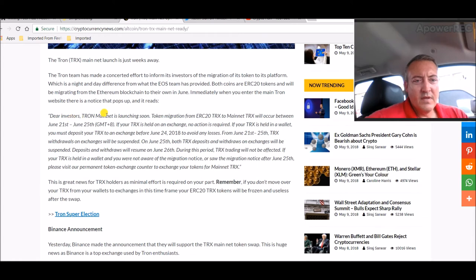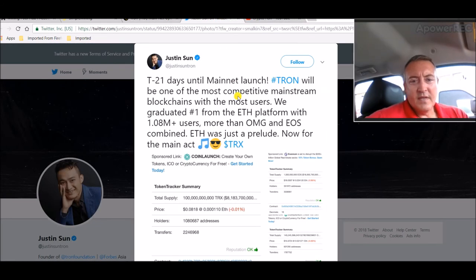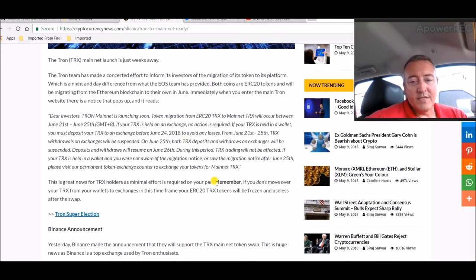So let me see. Here's Justin Sun's tweet not too long ago. 21 days left, which is what I said. So he must have tweeted this out today. "Until mainnet launch, Tron will be one of the most competitive mainstream blockchains with the most users. We graduated number one from the Ethereum platform with 1.08 million users, more than OMG and EOS combined. Ethereum was just a prelude, now for the main act." So I'm hoping this pays off.